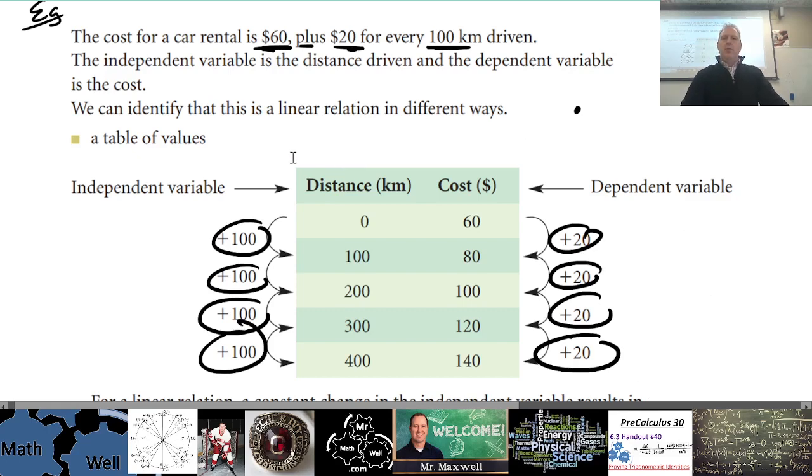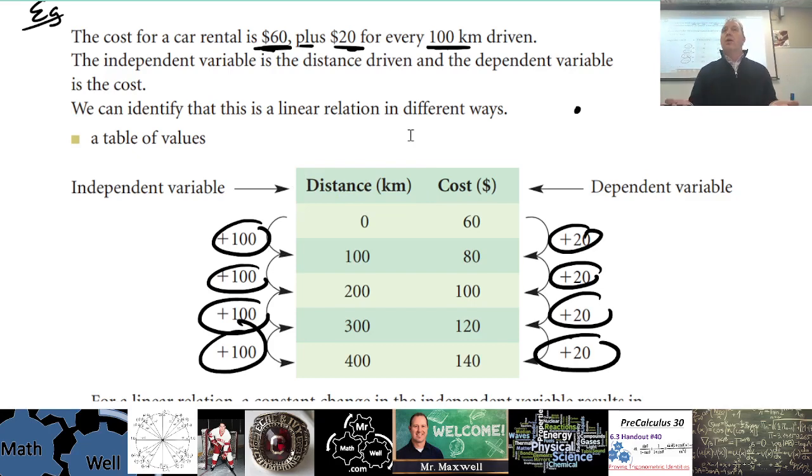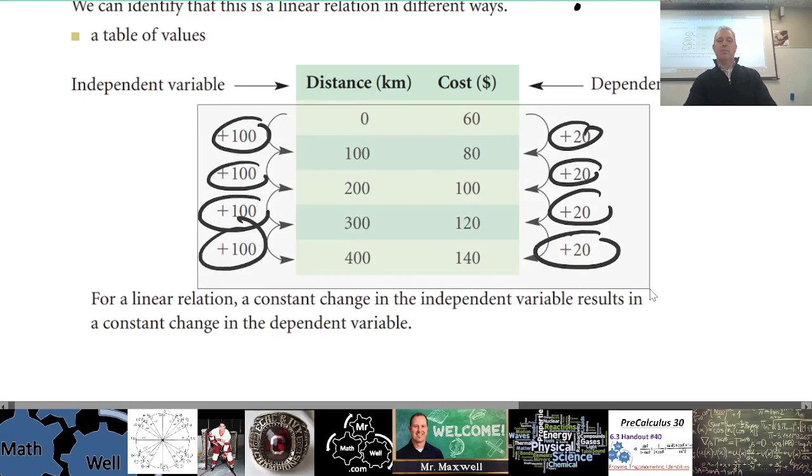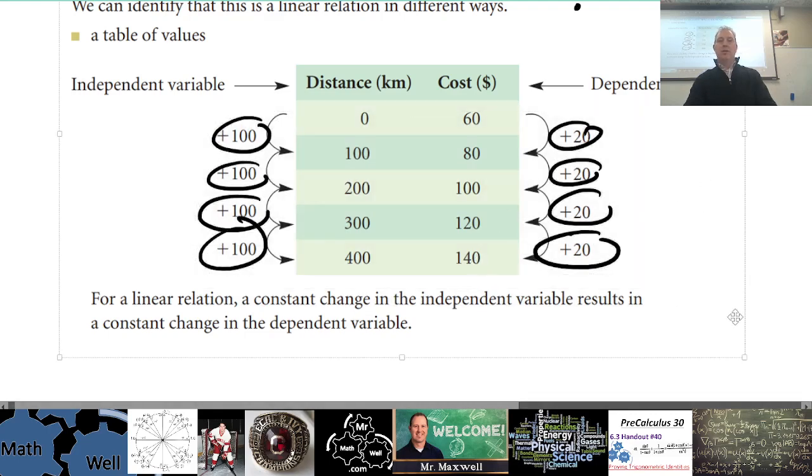The independent variable would be the distance driven, because that's what you start with. If you're calculating your cost, what does the cost depend upon? Well, it depends on how far I drive. So how far you drive is the independent variable. The cost is the dependent variable. For a linear relation, a constant change in the independent variable must result in a constant change in the dependent variable. If that does not match up, you do not have a linear relation. Okay?